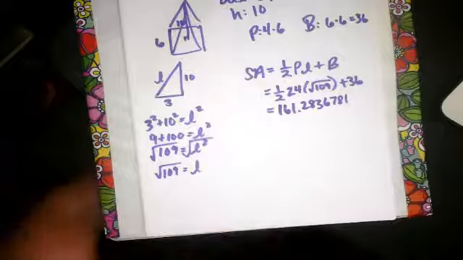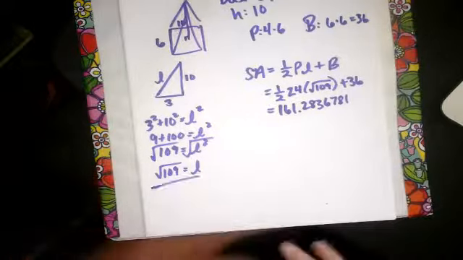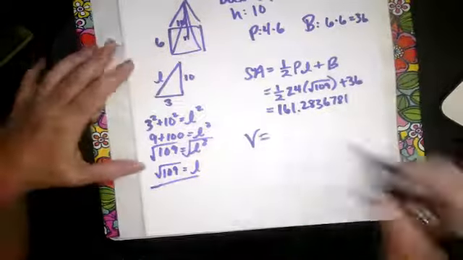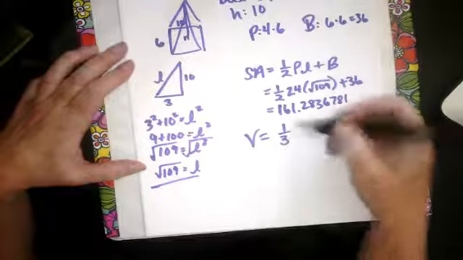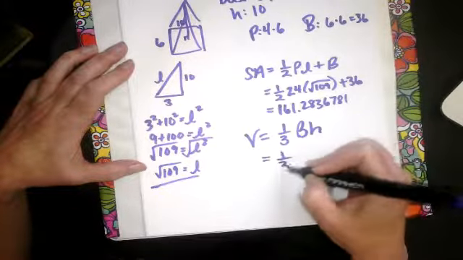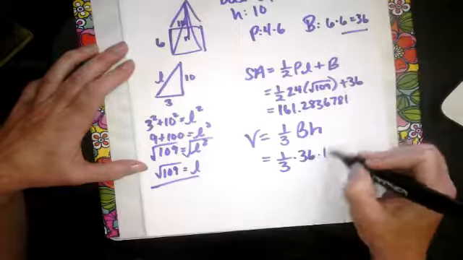Sometimes they do, but if they don't, you know how to use the Pythagorean theorem. And again, just leave that as a square root till you get to the end. And then to find the volume, volume's always the easier one. That's going to be 1/3, and then the area of the base times the height. So the area of the base, we found that to be 36, and our height was 10.